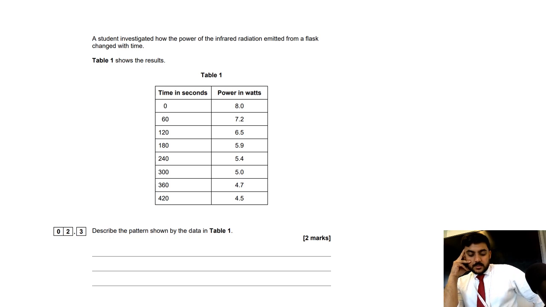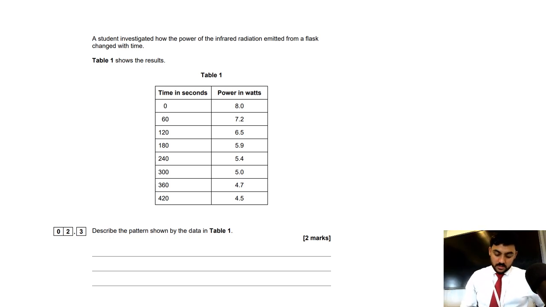A student investigated how the power of the infrared radiation emitted from a flask changed with time. The table shows the results. Time in seconds is increasing in 60 second intervals, and the power in watts is clearly decreasing. So that's the first thing that you write. As time increases, power decreases.